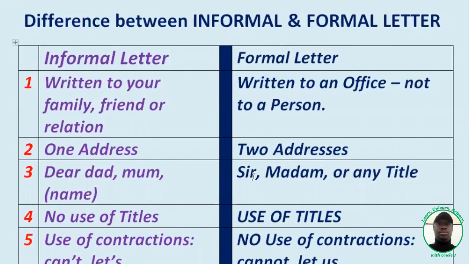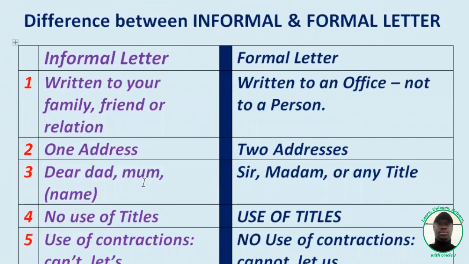An informal letter is written to your friend, family, or relation. An informal letter is written to somebody you know, somebody you are closely related to by blood or by environment. By blood can be your family, by environment can be your friend or your neighbor. A formal letter is written to an office, not to a person.